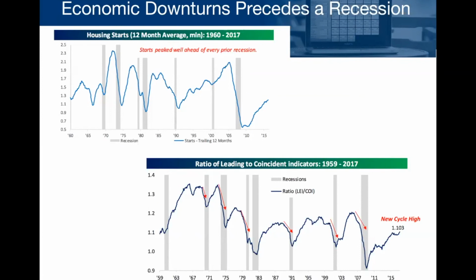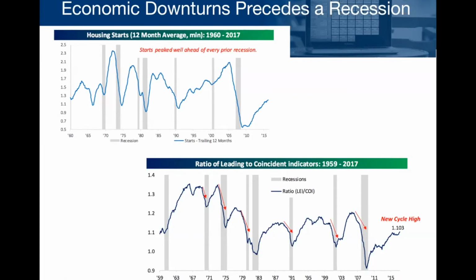It's at its highest level since the bottom in 2009. So no recession predicted based on housing starts. The second indicator that's really important and reliable is the relationship of leading economic indicators to coincident indicators.